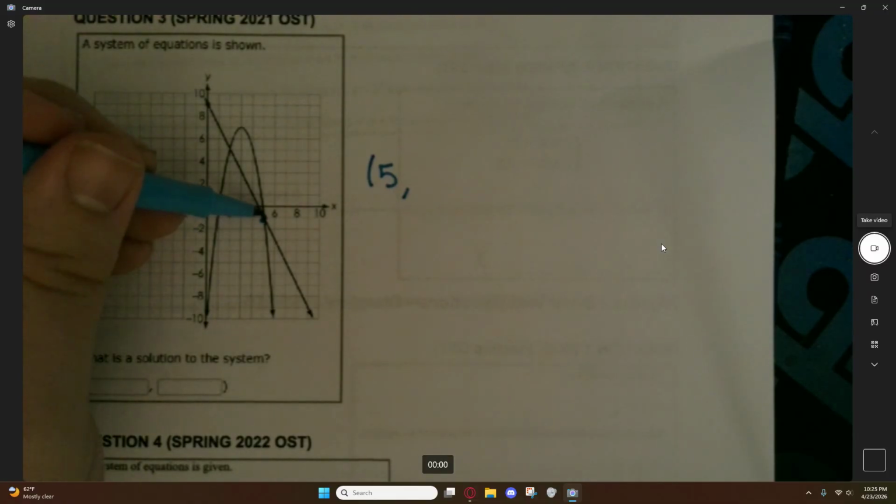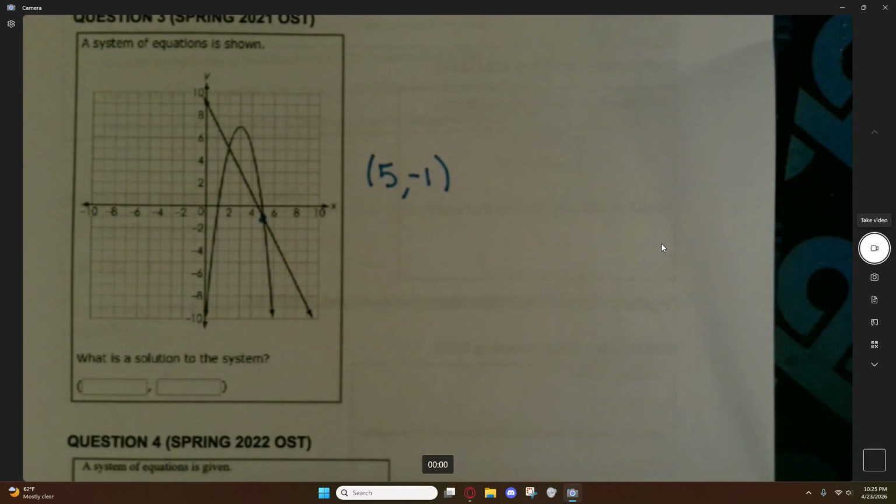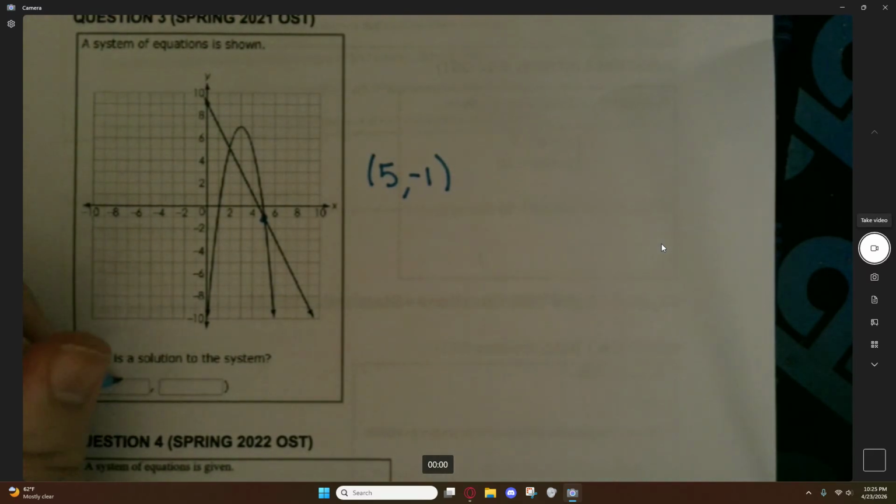A system of equations is shown. What is the solution to the system? Again, this is another situation where they give you the graph. You just got to pick out where they intersect. This point appears to be closer to the axes, so it'll be easier for me to tell than this point. This point I'm more likely to mess up. So let's see. 1, 2, 3, 4, 5 to the right. So it's positive 5. And then down 1, so negative 1. 5, negative 1. That's your answer.